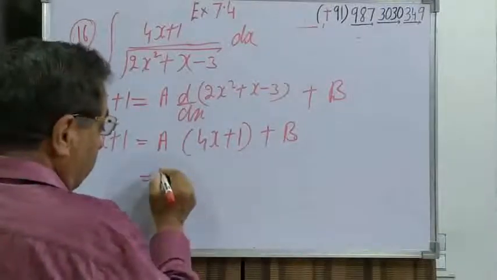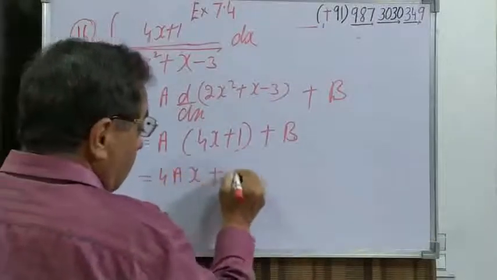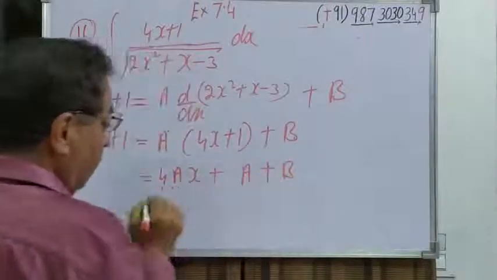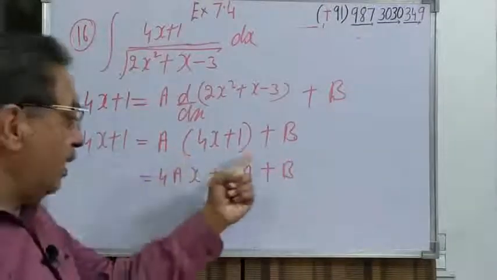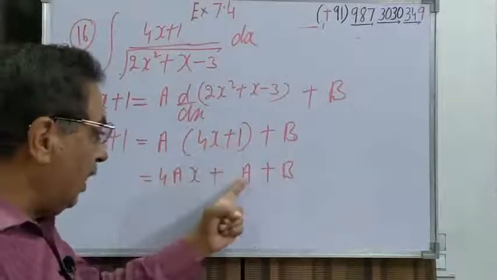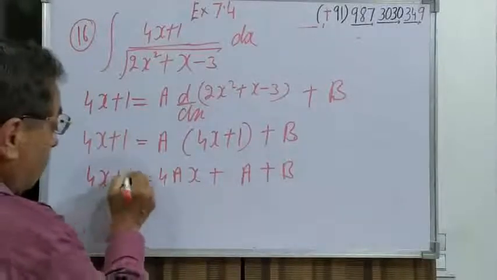That is your 4a x plus a plus b. How have I got it? I just cleared this bracket. A multiplied with 4x gives 4ax, a multiplied with 1 gives a, and plus b. On this side, we have got 4x plus 1.